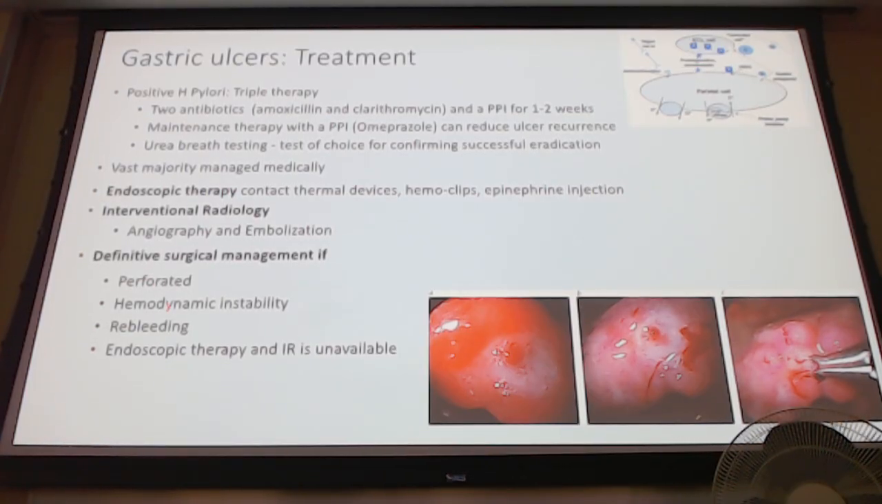Anytime any ulcer is perforated, we go in, just like if any of the other bowels are perforated. Same difference. If we have any hemodynamic instability, so they're in shock, they're septic, whatever, we need to get source control. If it rebleeds and endoscopic therapy and IR are unavailable, we're just going to go in and try to fix it.